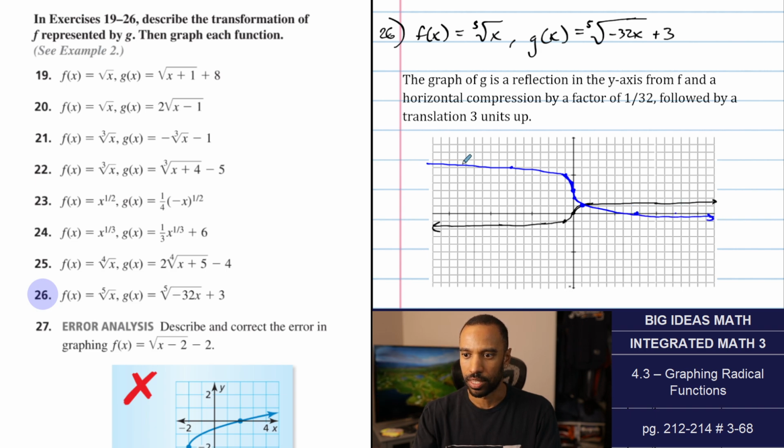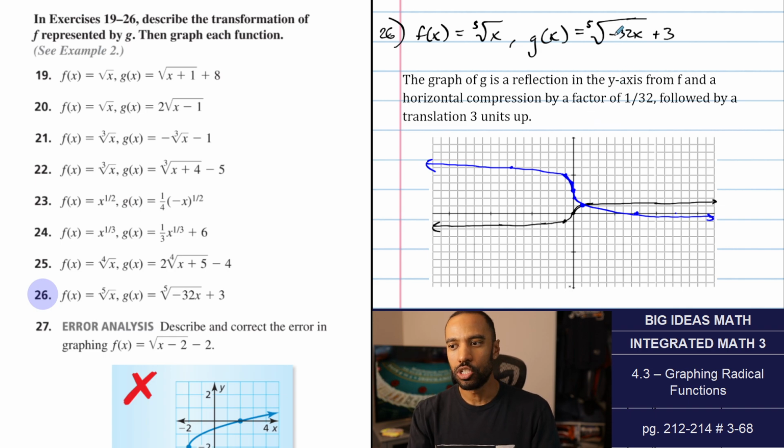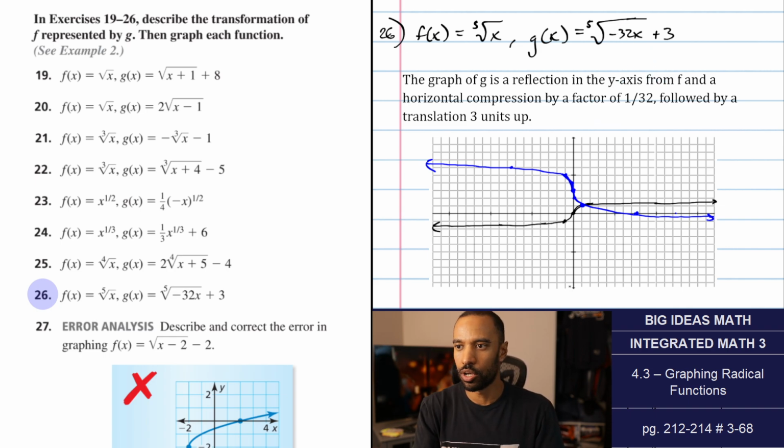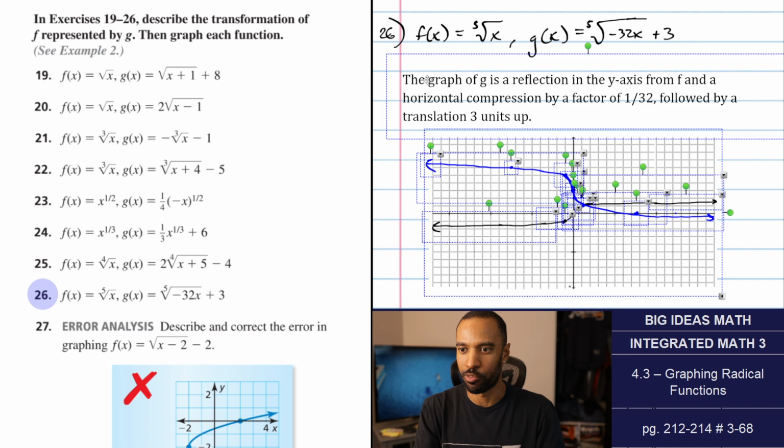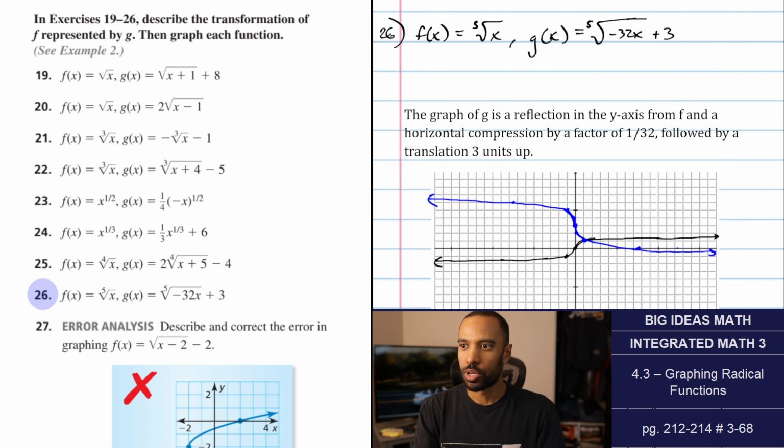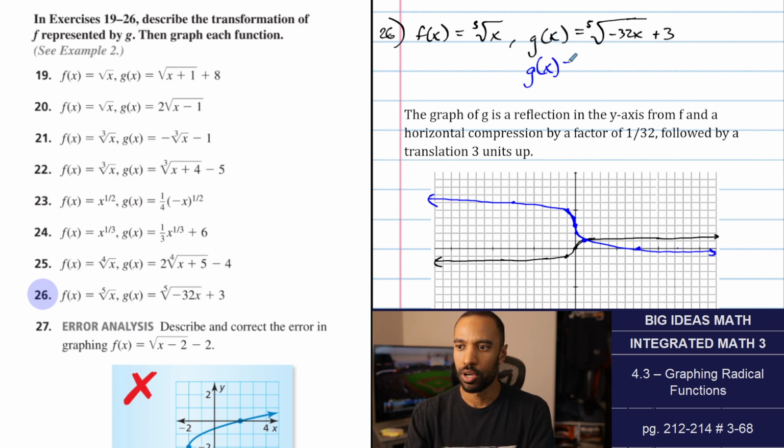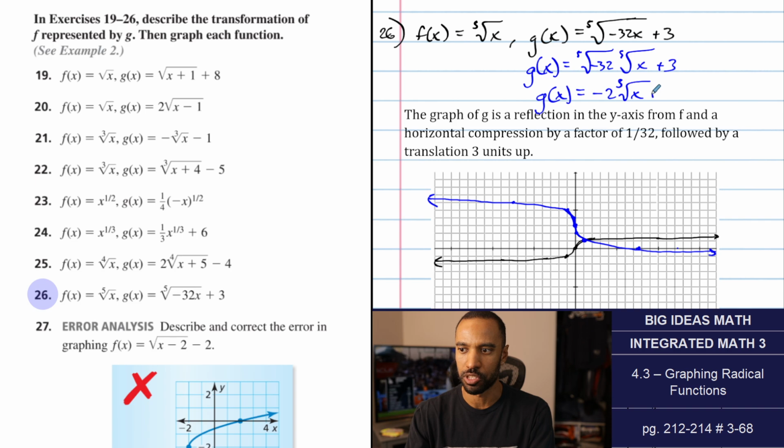Okay, so like that. Now, what you could do with this, I'm going to move this down just a little bit before I move on to the next set. You could write that differently. You could take the fifth root of negative 32 times the fifth root of x. You could separate them because the fifth root of negative 32 is negative 2. So you could take it as negative 2 times the fifth root of x plus 3.